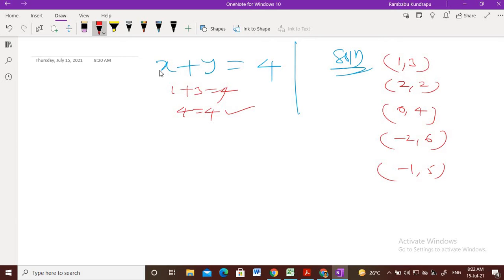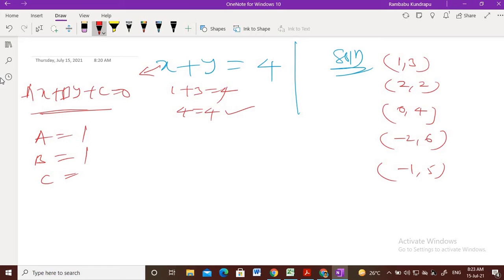Okay, if you compare this equation with the standard equation, the general form of a linear equation in two variables, that is ax plus by plus c is equal to 0, compare it with this. So now what is the value of a? 1. Very good. The x coefficient is 1, and the y coefficient b is also 1. What is the constant? Minus 4. Very good. It would be minus 4, not 4.